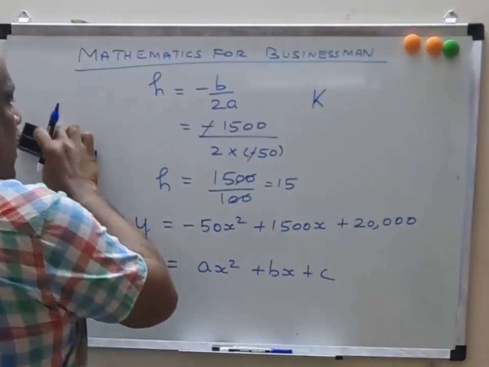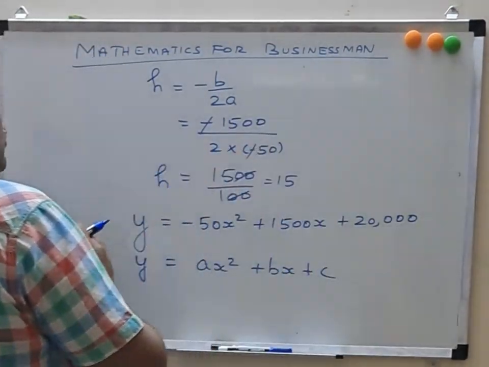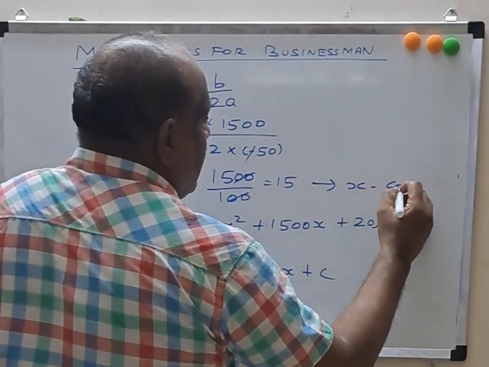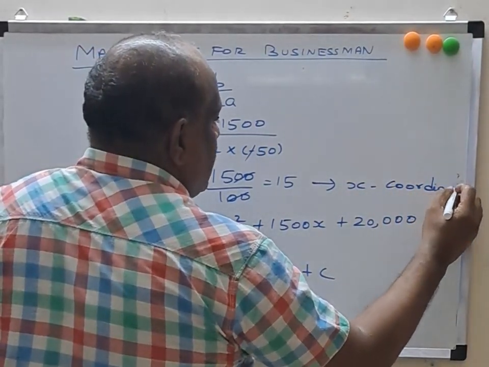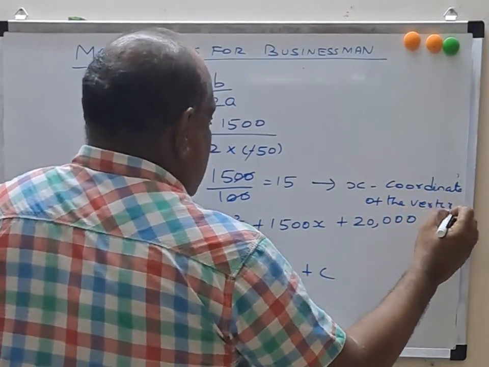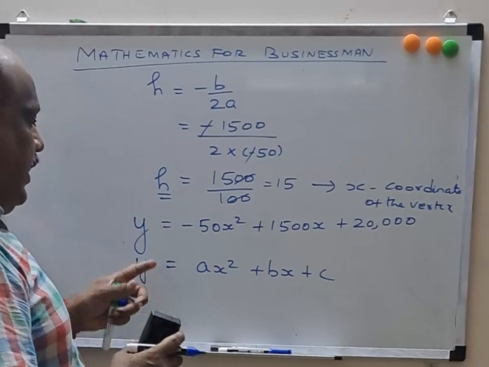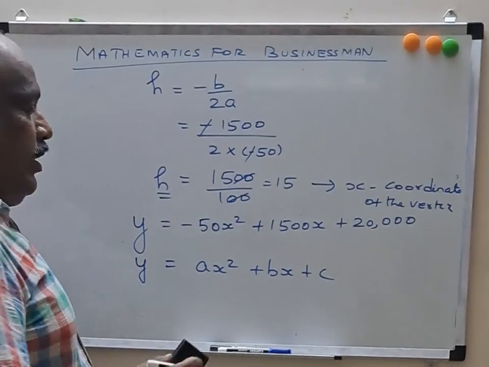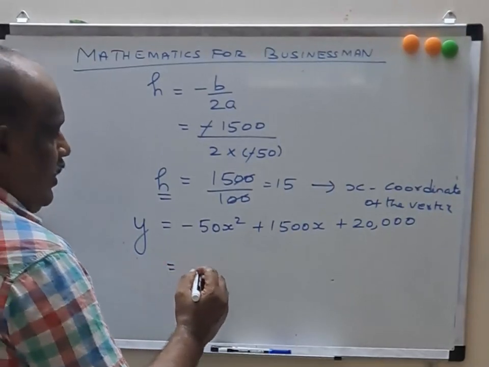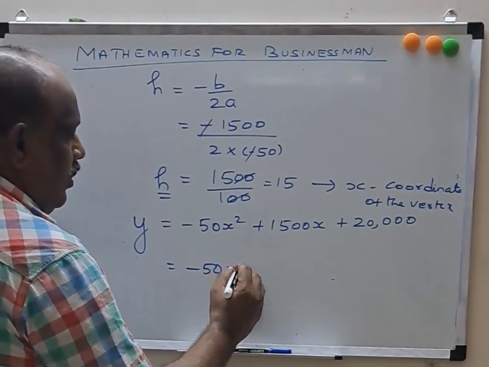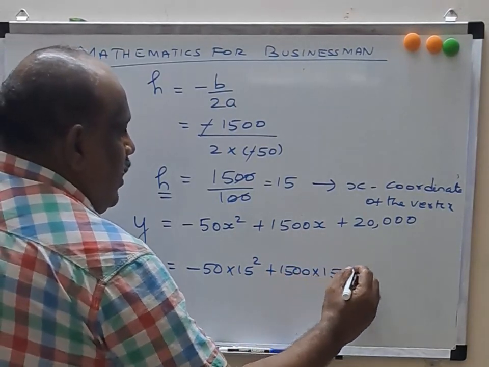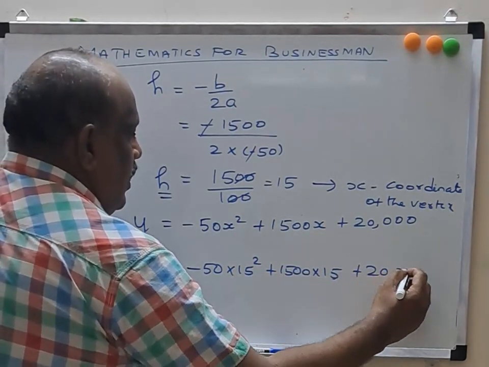Now, what is the value of k? You substitute the value. This h is nothing but the x coordinate of the vertex. So you substitute x equal to 15 in this equation, and you will get the value of y. y is the income, nothing but the income of the bus owner. So it is minus 50 into 15 square plus 1500 into 15 plus 20,000.